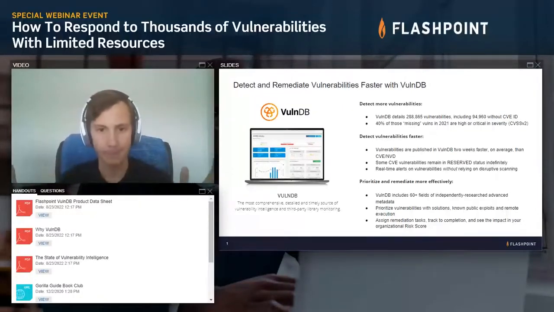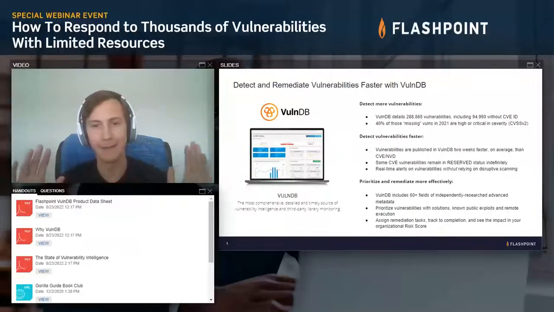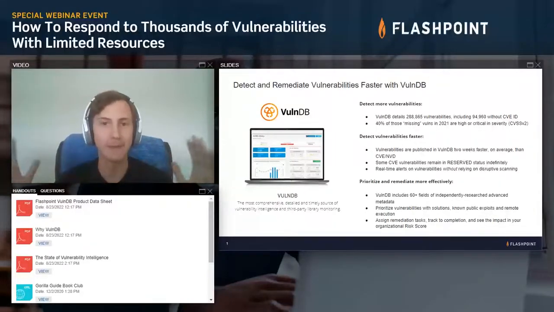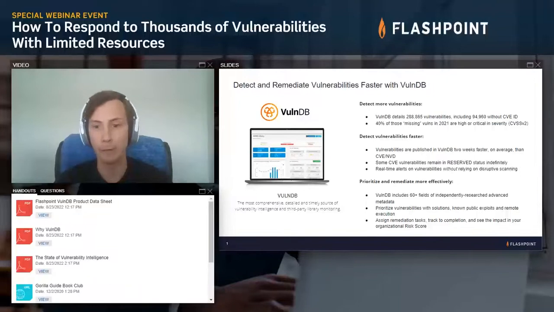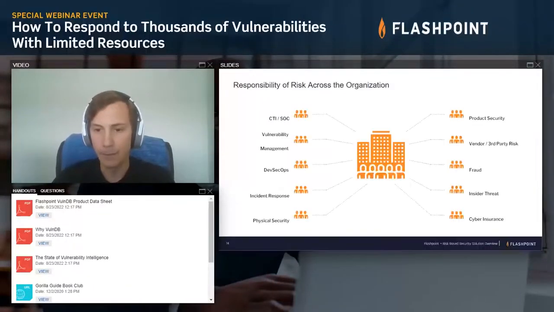So hopefully that didn't spoil too much of the fun of the demo. I'm actually going to show you some examples and how it works in VulnDB. But I wanted to summarize conceptually why I think VulnDB is such a cool set of data and such a cool product. All right. Just going to go to the next slide here.